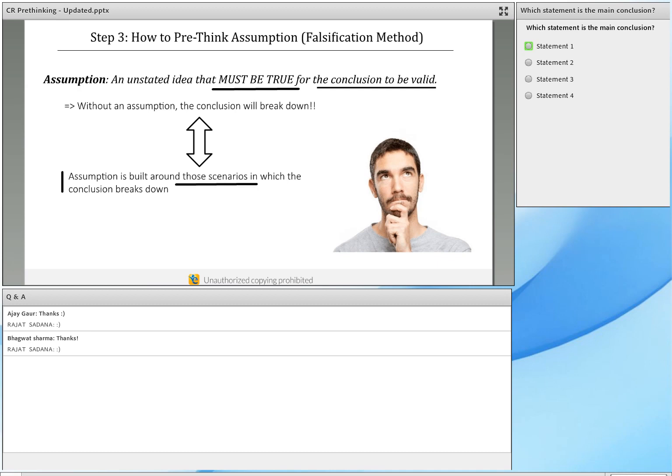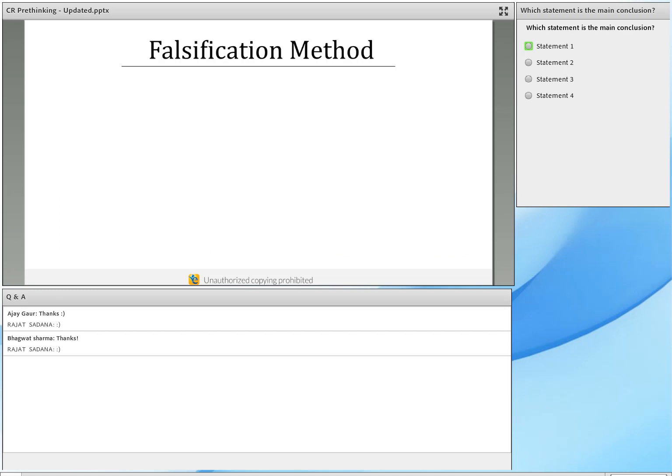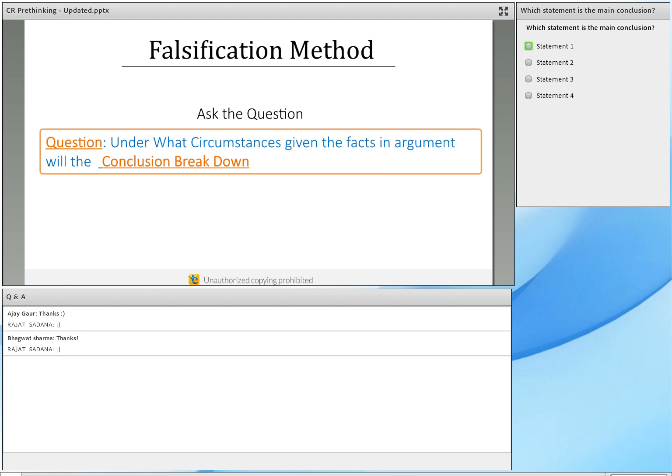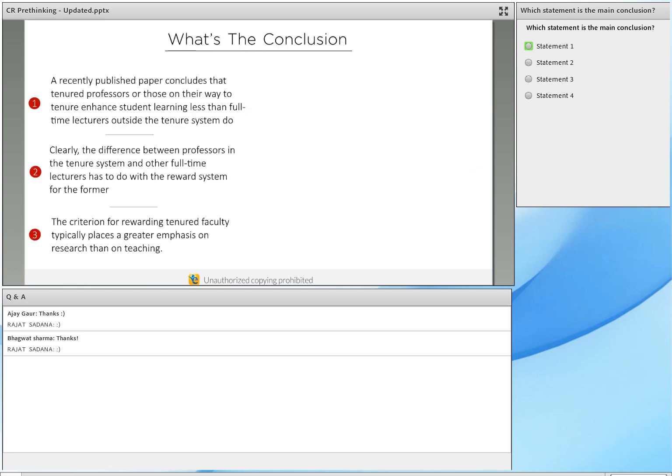So if you follow the same logic, an assumption is built around the scenarios in which the conclusion breaks down. So if you figure out the scenarios that lead to the conclusion breaking down, you can say, hey, I'm going to put an assumption there, and I'm going to say such a scenario is not possible. That's what the role of an assumption is, by the way. It must be true for the conclusion to be valid. So given all the information, let's figure out under what scenarios the conclusion breaks down, and an assumption simply is that those scenarios do not exist. So the question that we're going to ask is, under what circumstances, given the facts and the argument, will the conclusion break down? Okay.